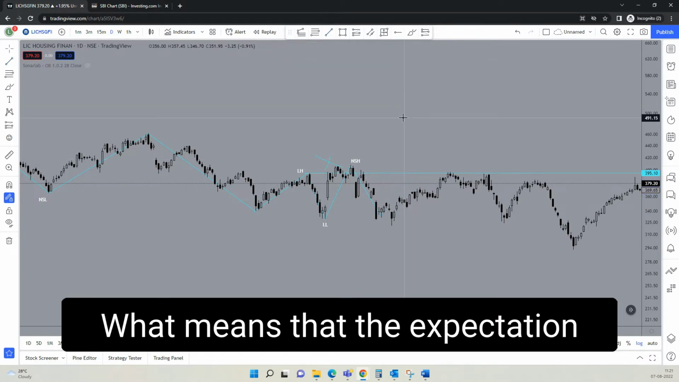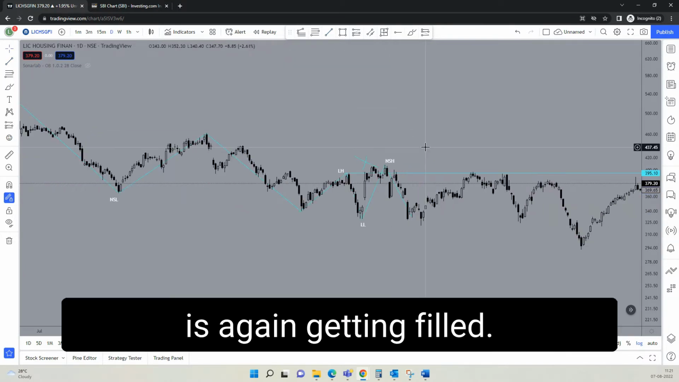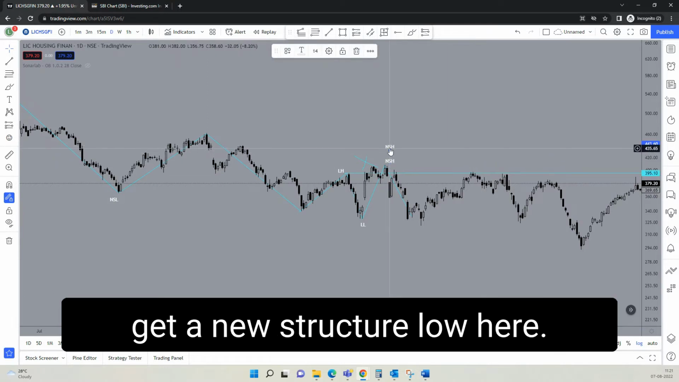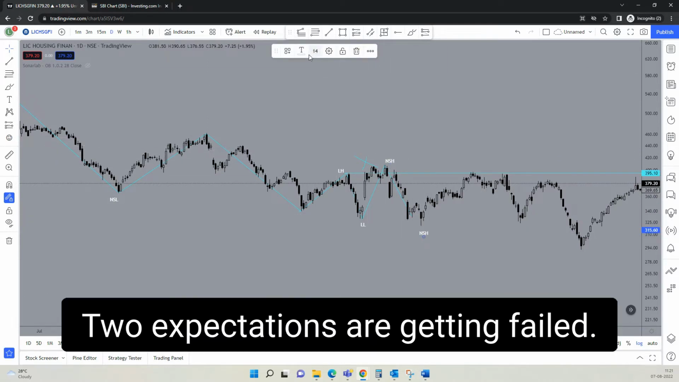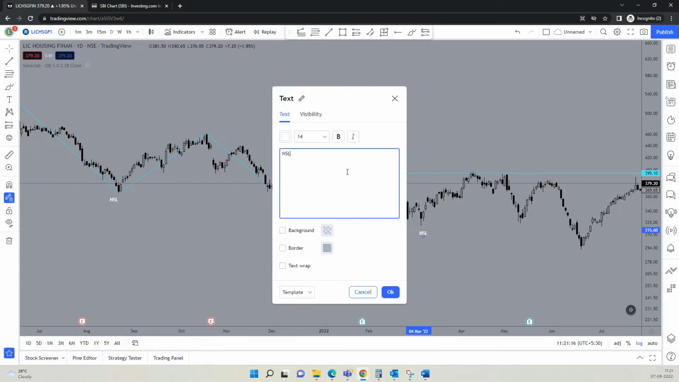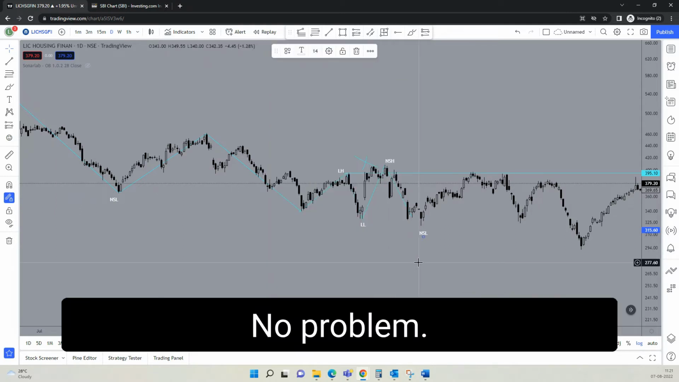That means the expectation is again getting failed. New structure high, and we again get a new structure low here. So two expectations are getting failed continuously. No problem.